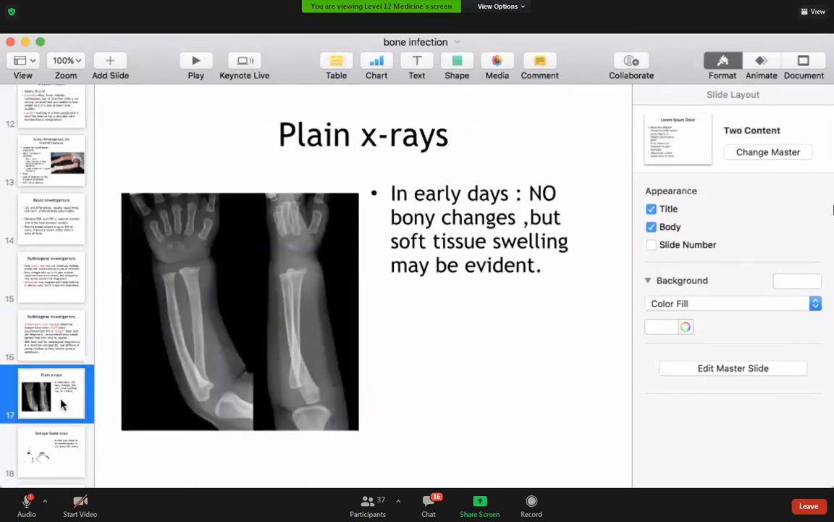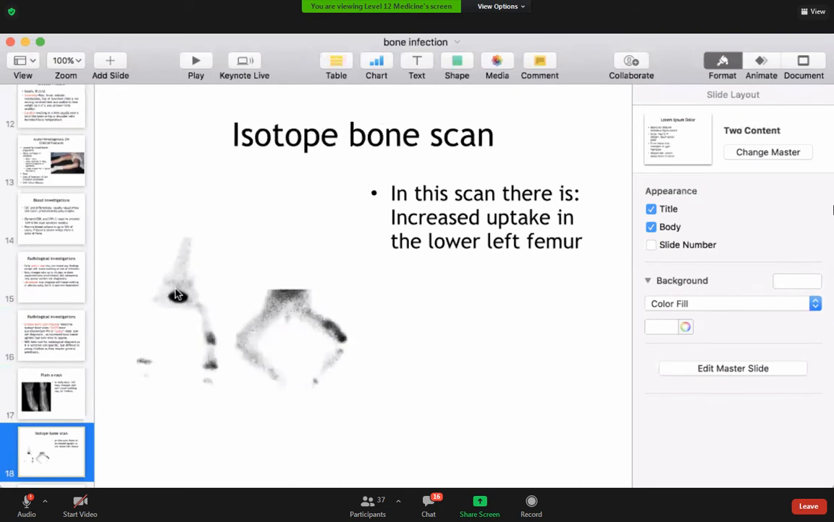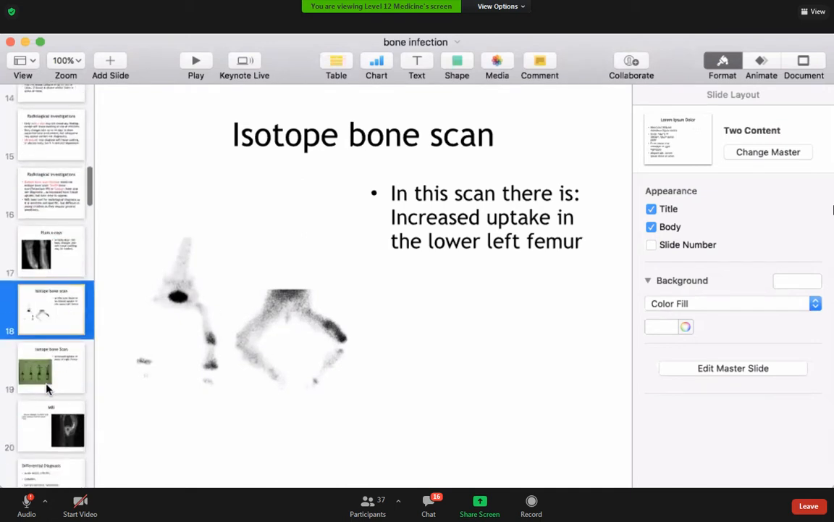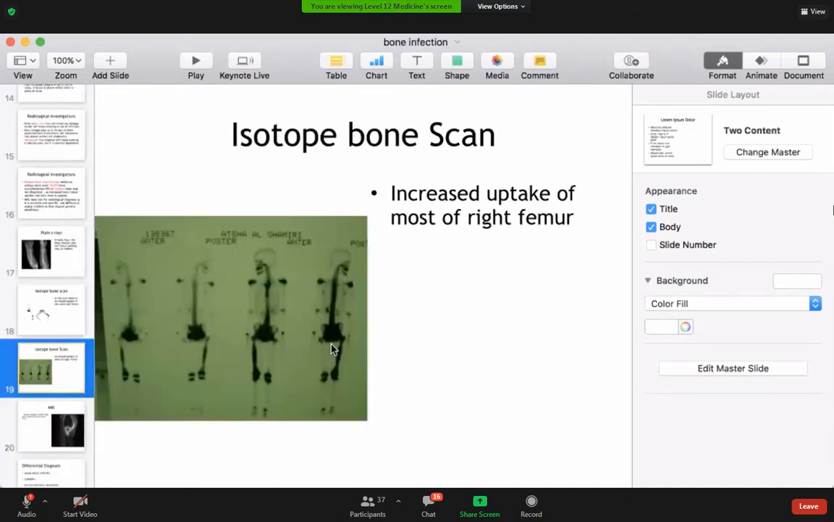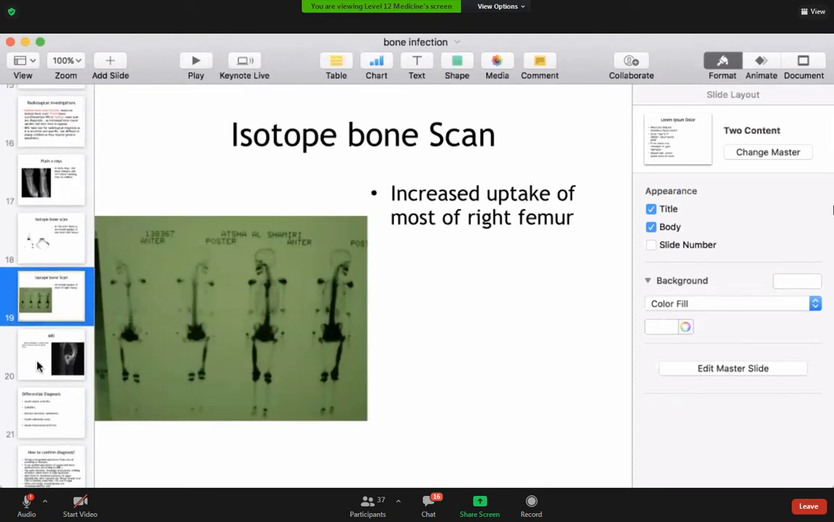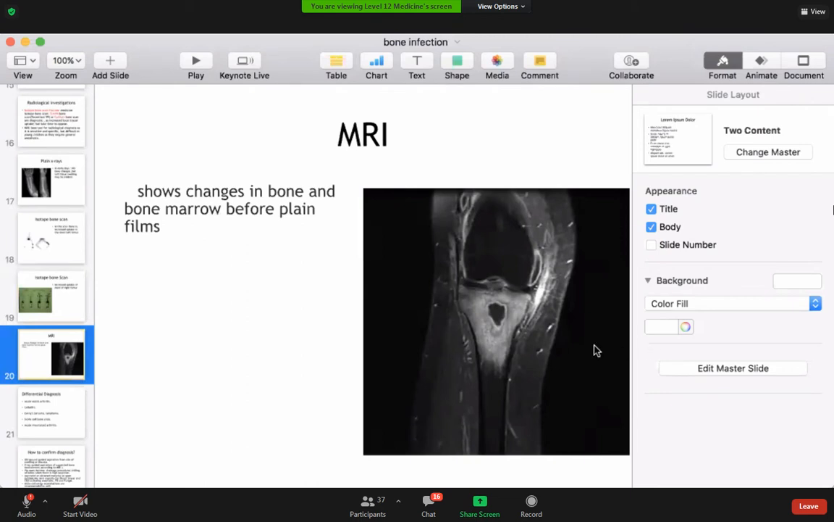So these are plain X-rays showing no bony changes, but some soft tissue swelling. This is how the bone scan appears. You can see on the left side of the patient, there is increased uptake in the distal femur. Again, these are some examples of active bone scan. MRI is very important, as we see here. It shows you all the lesions, soft tissue collections, edema in the bone marrow.